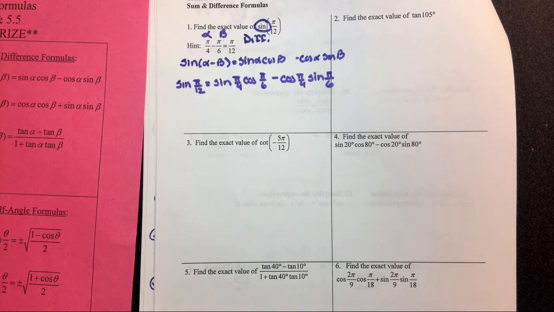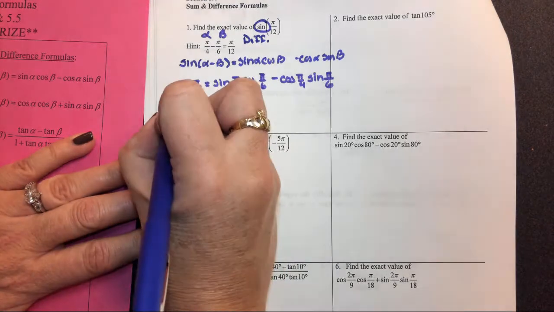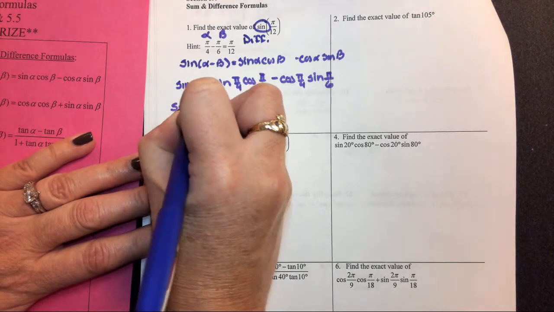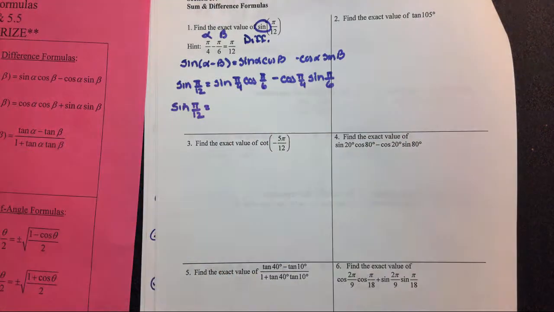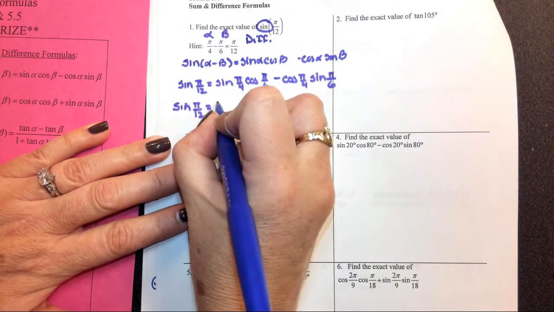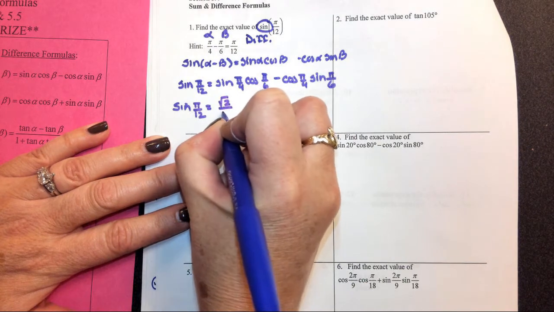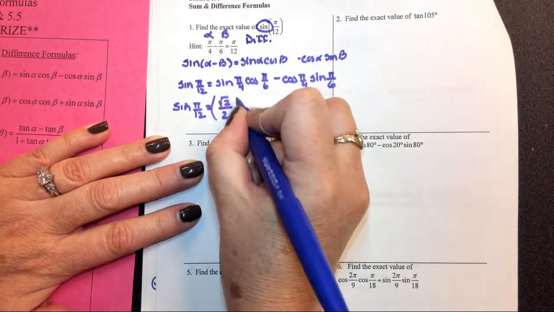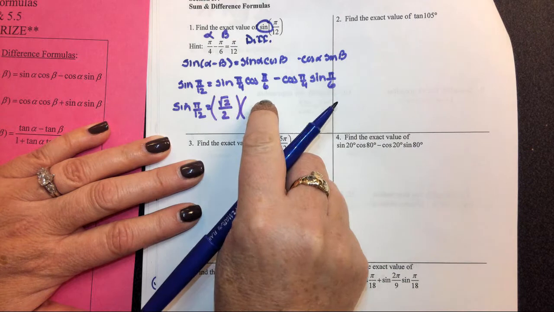Remember, we're trying to find the exact value of sine of pi over 12. The way we do this is we lean back on angles that we do know from the unit circle. So now it's a matter of going back to the first unit and remembering your unit circle. What is the sine of pi over 4? Square root of 2 over 2. So I take out sine of pi over 4 and plug in square root of 2 over 2, times the cosine of pi over 6.